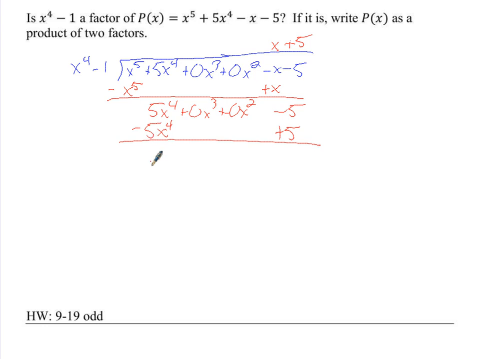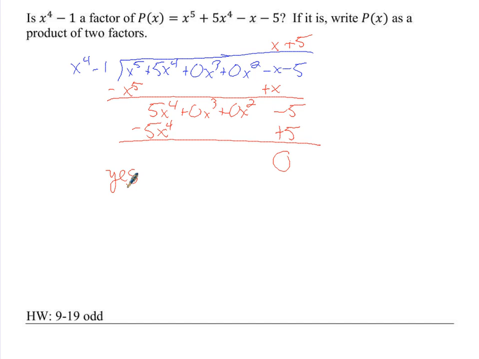5x to the fourth minus 5x to the fourth is gone. I have 0x to the third, which is 0. I have 0x squared, which is 0. I have negative 5 plus 5, which is 0. So everything is gone. So in this particular problem, these guys didn't have any effect, but we don't know that they will or not. We have to include them. So is this a factor of the polynomial? Yes. So the answer is yes.